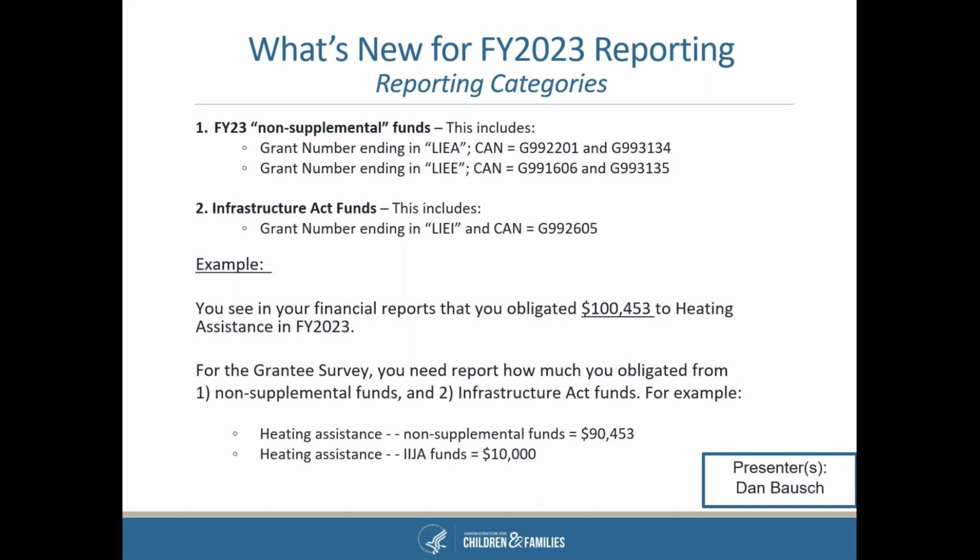As an example, if you see in your financial reports that you obligated $100,453 to heating assistance in FY 2023, for the Grantee Survey you need to break that out and understand how much of that $100,453 was from your regular non-supplemental funds and how much of it was from the IIJA funds. So in this example, it could be $90,453 was from the non-supplemental regular funds and $10,000 was from the infrastructure funds. It's just those two categories you need to report on.